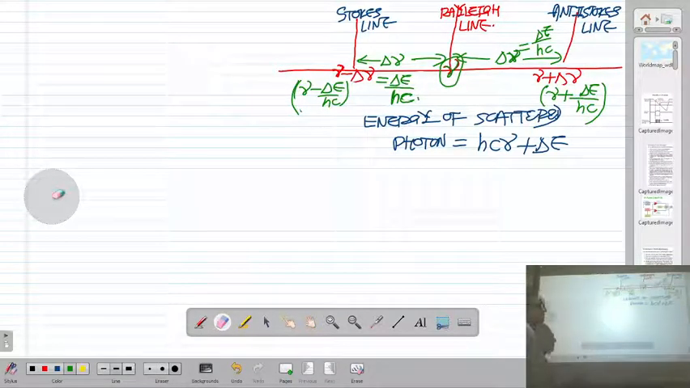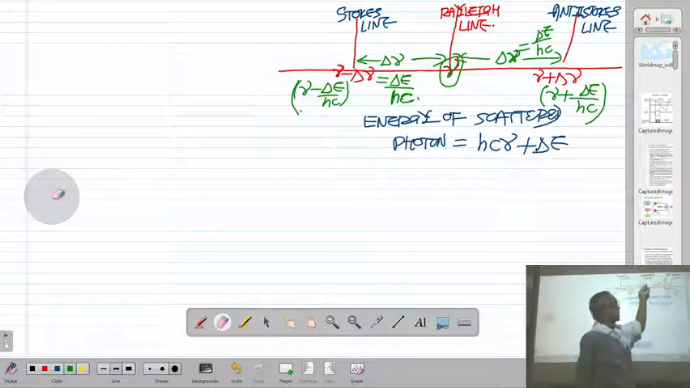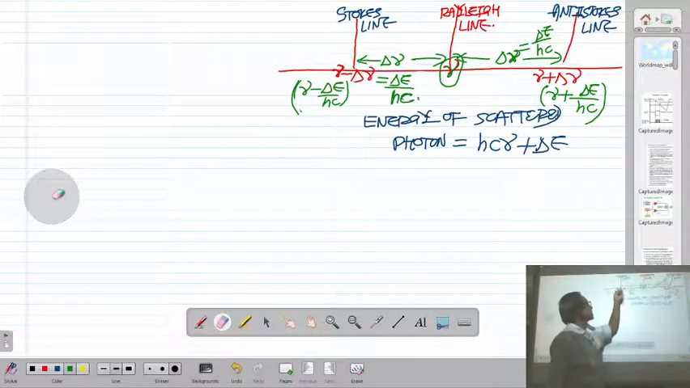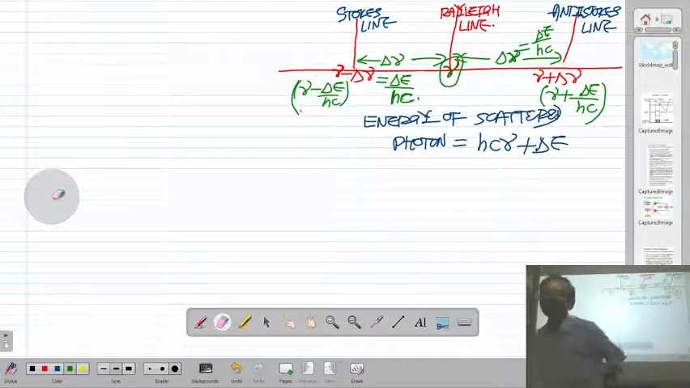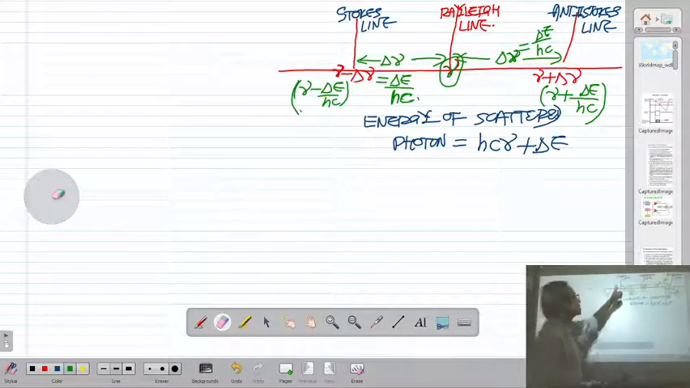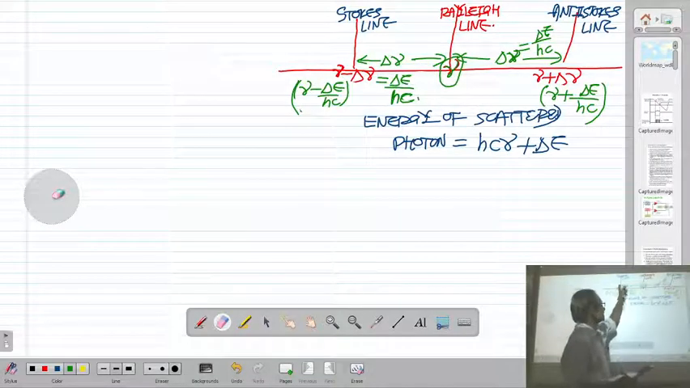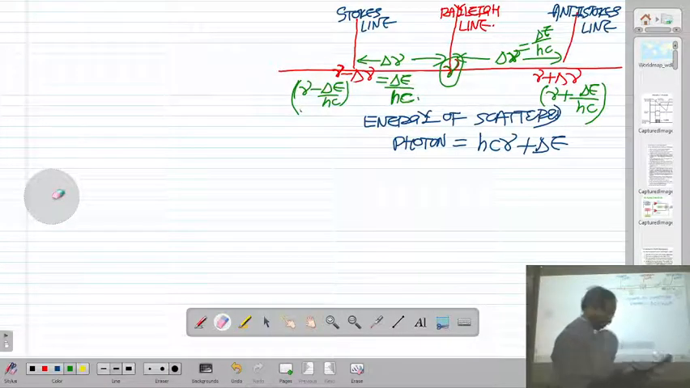So in this way we have given the quantum explanation of the Rayleigh line, whose frequency or wave number is the same as that of the incident line, and the wave number of the Stokes line is less, and the frequency of the anti-Stokes line is more than that of the incident line. We have given the complete explanation. You can see here that the Stokes and anti-Stokes lines are both situated symmetrically about the Rayleigh line. The wave number shift is delta E upon SC, as we also mentioned.